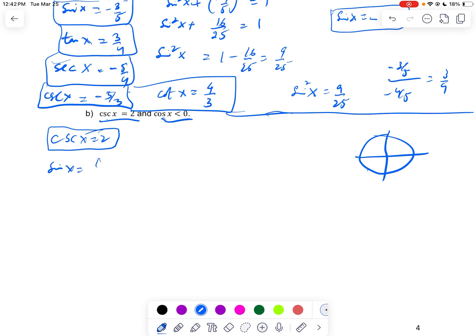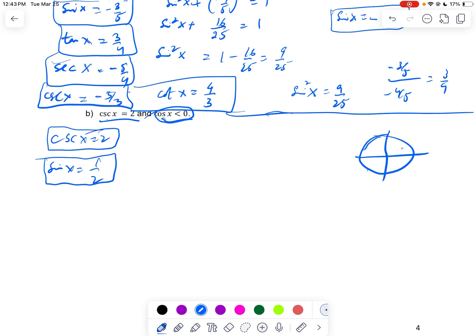Now sine is 1/2, and sine is positive. Where is sine positive? Sine is positive in the first quadrant or in the second quadrant. So it means we have to be either in the first or in the second quadrant. But then the other information says that cosine of x is less than 0. When is cosine x less than 0? Remember, cosine x is the x coordinate of the terminal point. So cosine of x will be less than 0 in the second quadrant or in the third quadrant.